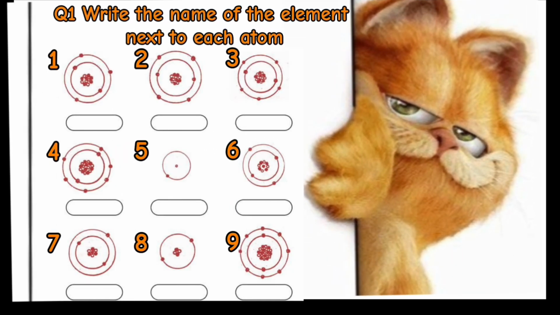Write the name of the element next to each atom. You need to use the periodic table to help you out. The first atom has 4 electrons, so the atomic number is 4. So this atom is boron.